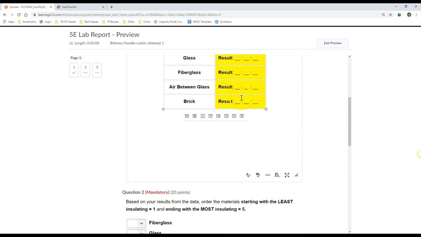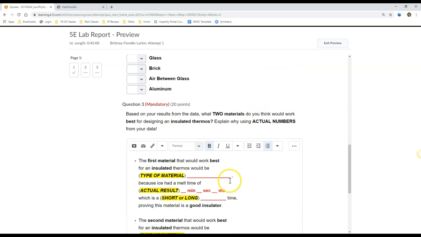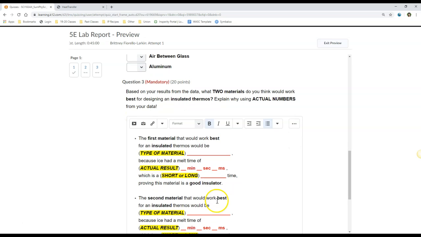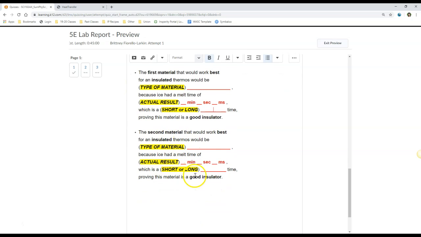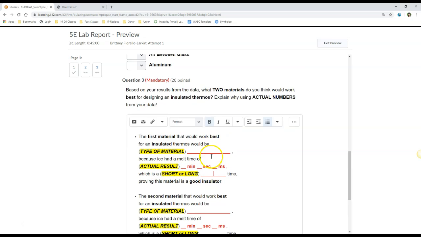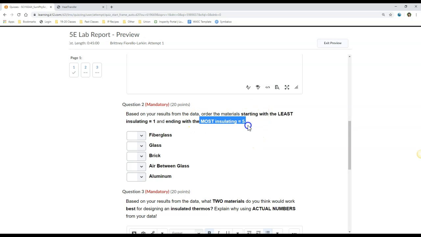Again, you have minutes as the first section, seconds as the second, and milliseconds as the third. So make sure you include minutes, seconds, and milliseconds. If it's a good insulator, this should be a long time, so make sure you fill that in. Then do the same thing with your 4th ranked material. The 4th ranked and 5th ranked are the most insulating ones.